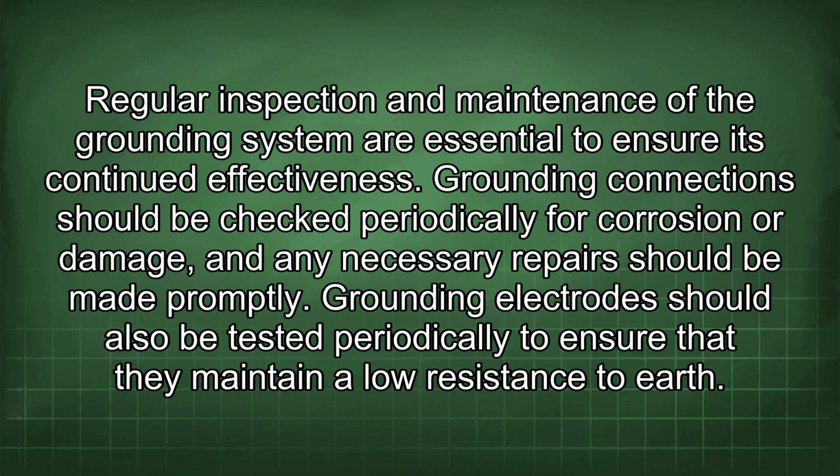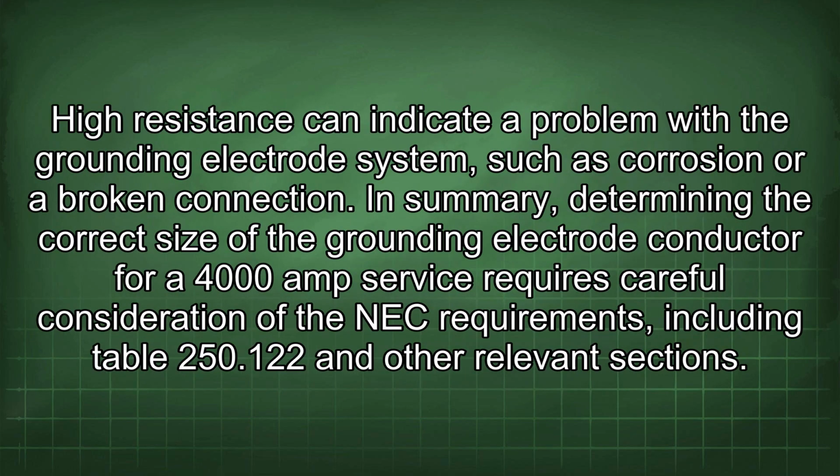Regular inspection and maintenance of the grounding system are essential to ensure its continued effectiveness. Grounding connections should be checked periodically for corrosion or damage, and any necessary repairs should be made promptly. Grounding electrodes should also be tested periodically to ensure that they maintain a low resistance to earth. High resistance can indicate a problem with the grounding electrode system, such as corrosion or a broken connection.